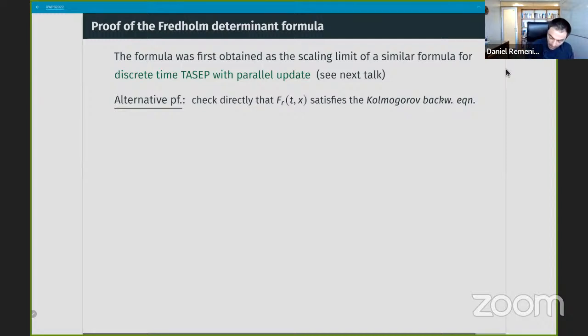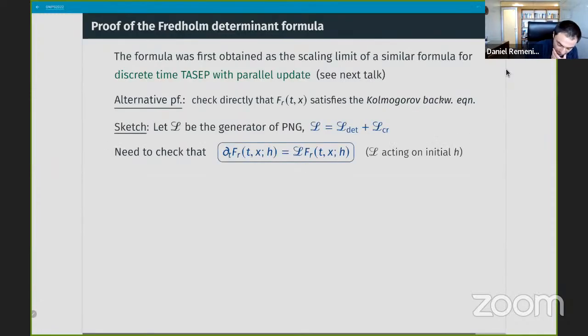But I just take the formula, and what we can do is check that the formula actually satisfies the backward equation for this process. Okay, and this is where the dynamics of PNG are gonna sort of come in, and hopefully you can see more or less what's going on. Okay, so I'm gonna give you a very, very rough sketch. The details are more complicated, but the basic idea is the following. So I have this F, and I want to show you that it satisfies the Kolmogorov backward equations. Okay?